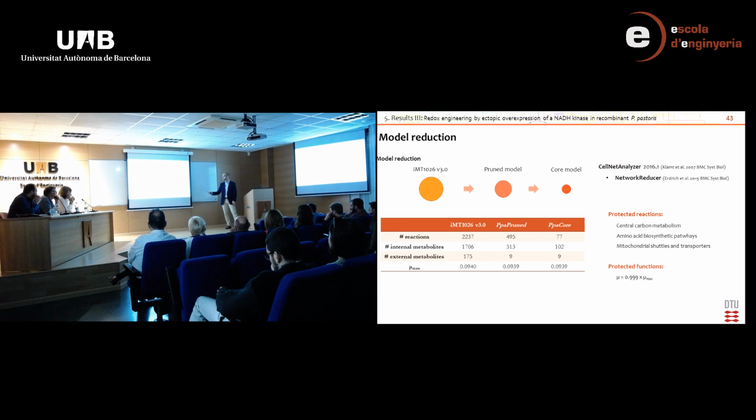For model reduction, we protected some reactions that we want to keep in the core model, that were about central carbon metabolism, amino acid biosynthetic pathways, and mitochondrial shuttles and transporters. In addition, we also protected some functions in order to ensure that our reduced model is able to predict the maximum growth rate that the full model can predict. As a result, we started from a model with more than 2,000 reactions, and we ended up with a core one with just 77 reactions.